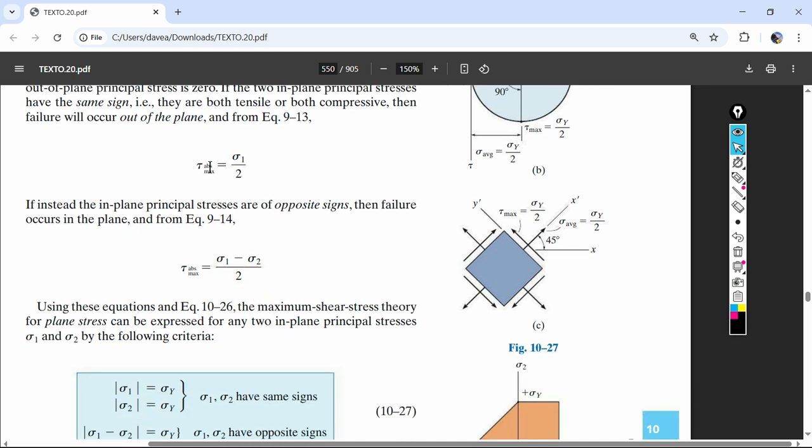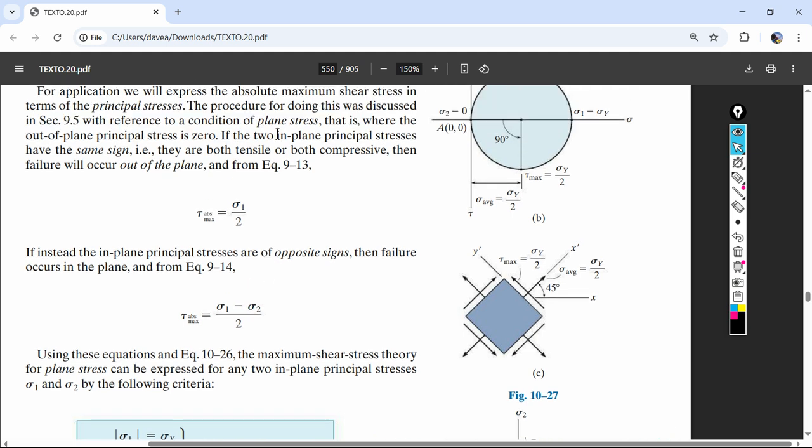But if the out of plane has no stress, then this number is the out of plane. So this number is going to be bigger if this is positive and this is negative. If the two in-plane principal stresses have the same sign, oh yeah, if this is positive and this is positive, tension and tension, then a positive minus a positive will be a smaller number than the original. So yeah, okay, hell yeah.